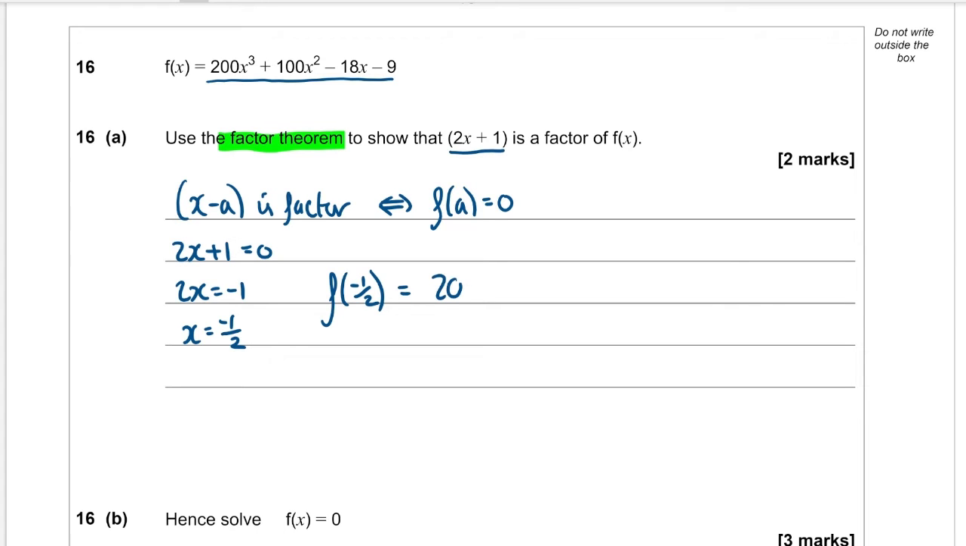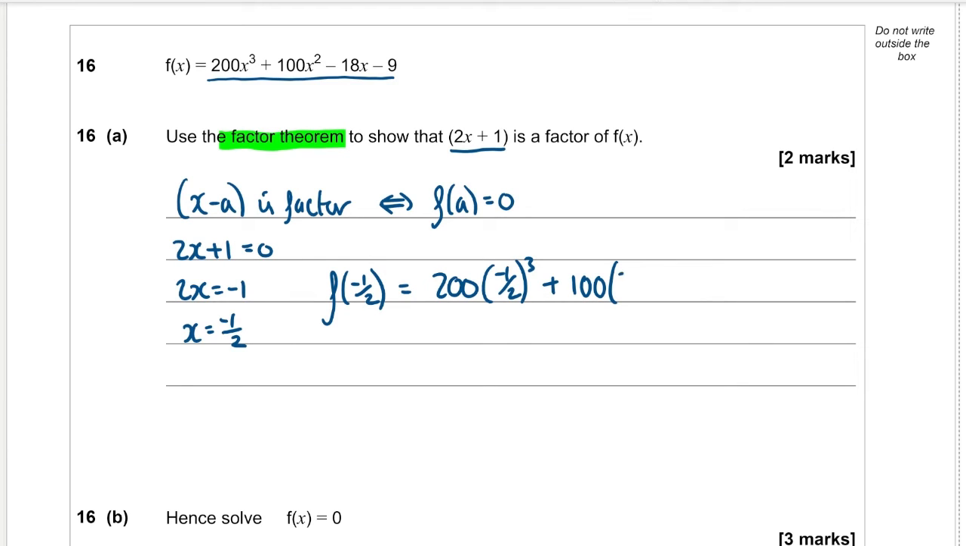This is going to give me 200 times by minus a half cubed plus 100, and this needs to be squared, minus 18 times minus a half. And I need to show this because it does tell me that I need to use factor theorem. So I'm going to work out all of these. So that's minus a half cubed is minus an eighth.